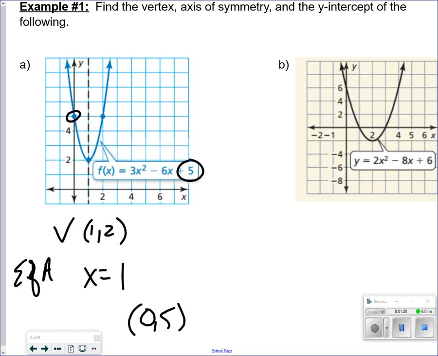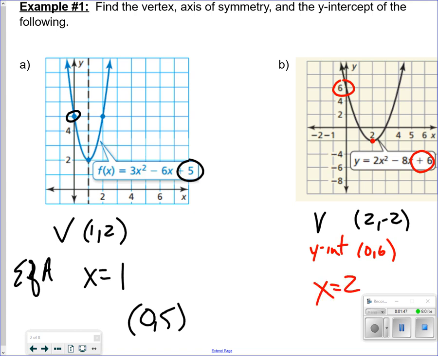Next one, it is going by 2's up and down, so there's a lot of people that might get this one wrong. The vertex from the picture is at 2, negative 2. Right here. The y-intercept, again, from the equation or from the picture, the y-intercept is at 0, 6. And then the axis of symmetry is always x equals the x of the vertex.